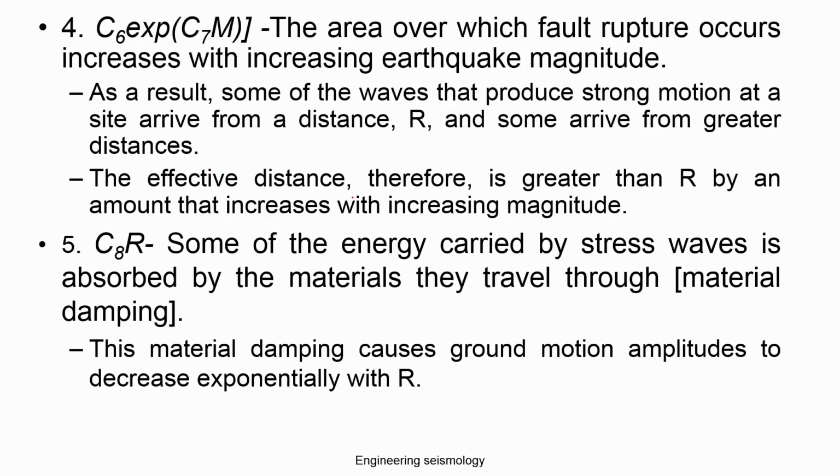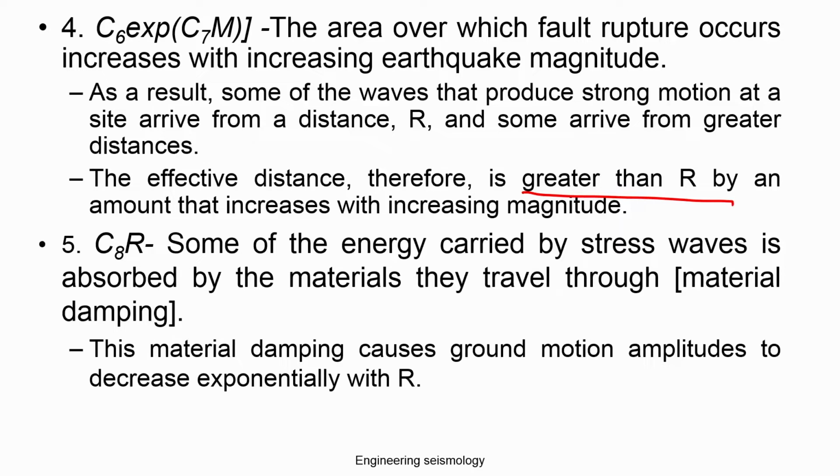So, term 4: basically, the area over which the fault rupture occurs increases with increasing earthquake magnitude. As a result, some of the waves that produce strong motion at a site arrive from the distance r, and some arrive from a greater distance. The effective distance therefore is greater than r. Okay. So, to account for the increase in magnitude, this term is modeled in part 4 of the equation.